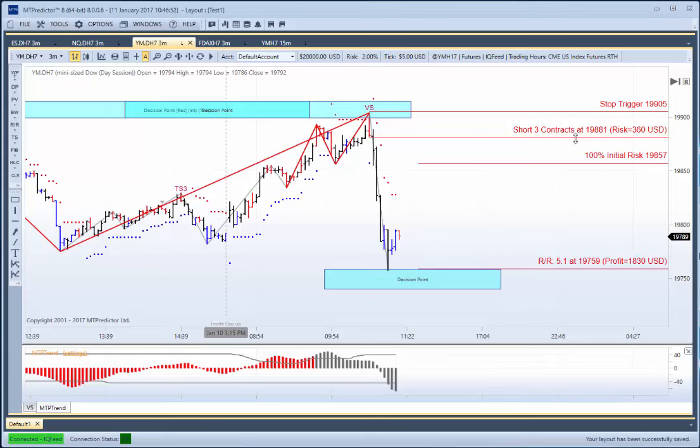In other words, it turned an initial risk of about $360, which is less than 2% of a sample $20,000 account, into a profit of about $1,800. A very, very nice trade indeed.